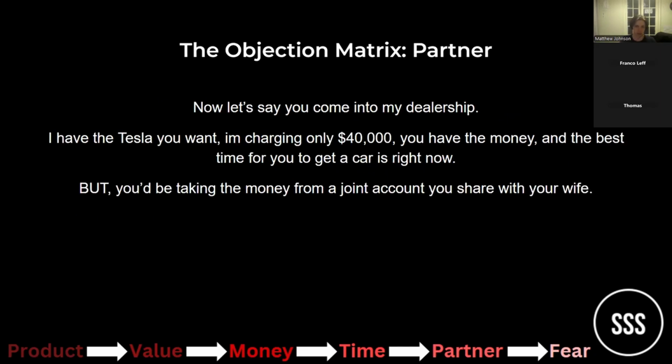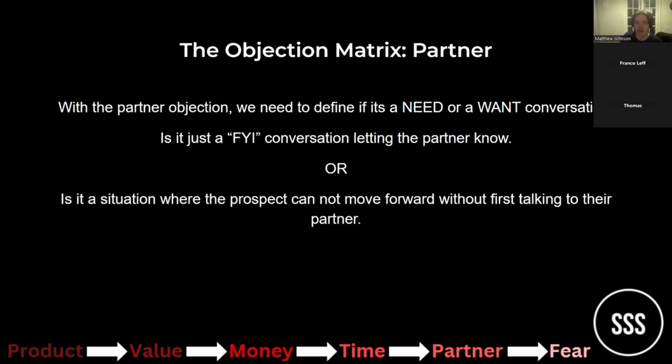Number 5 is partner. Same situation, you're back at the car dealership, okay? And so in this situation, I have the Tesla, I'm charging 40K, you have the money, it's the best time for you to get a car, is right now. But you'd be taking the money from a joint account you share with your wife. Okay, and partner objection is the same whether it's wife or business partner, it's still just partner, okay? So once again, with this one, similar to the last one, we split this into two, a need or a want, okay?